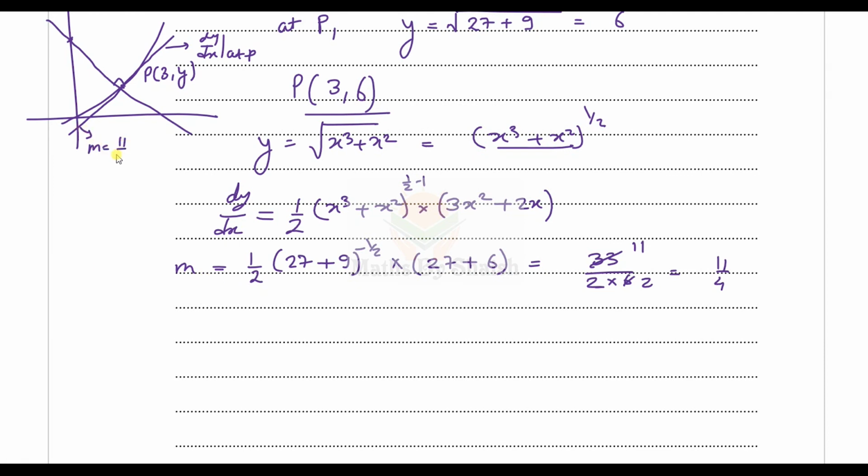So the gradient of the normal at P is going to be minus 1 over 11 by 4, that is minus 4 over 11, because they are perpendicular, so it is the negative reciprocal. Hence now we can find the equation of the normal.